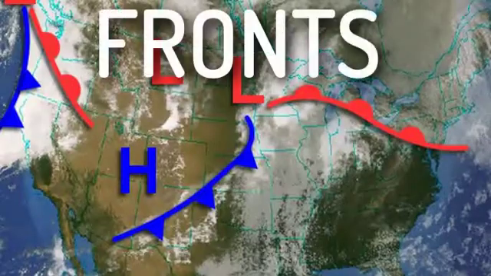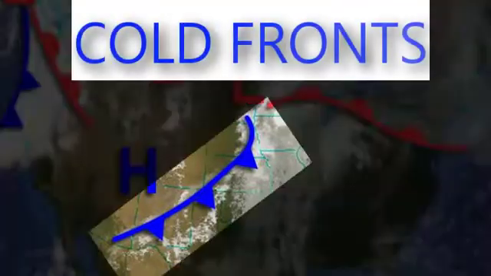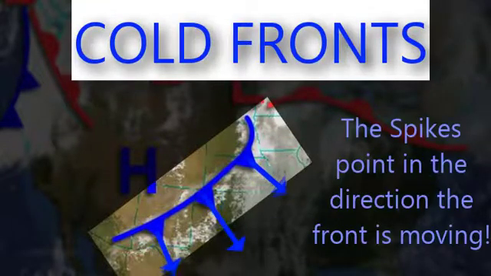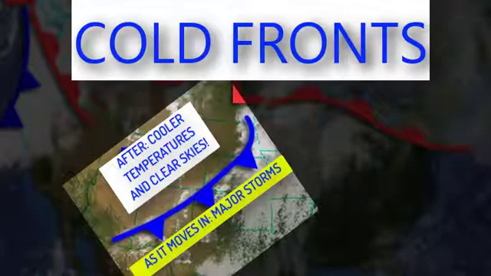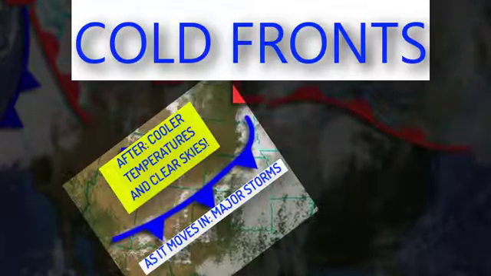Now let's move on to fronts. Cold fronts look like this on a weather map and bring in cooler air. They are blue and the spikes point in the direction the front is moving. These cold fronts and the cooler air mass they are attached to are more dense than the air that is there and can cause major thunderstorms as they pass through, pushing all that warmer air up into the atmosphere to cool and condense quickly. So as a cold front moves in, it moves fast and tends to create crazy thunderstorms. But once it passes, it leaves behind cooler temperatures and clear skies.